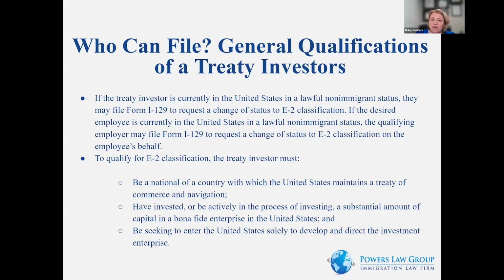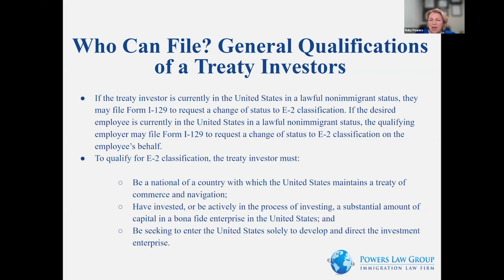Now, to qualify for E2 classification, the treaty investor, so we're talking about the investor specifically, must be: one, a national of a country in which the US maintains a treaty of commerce and navigation; two, have invested or be actively in the process of investing a substantial amount of capital in a bona fide enterprise in the United States. Okay, you have to break that down. Have invested, so you've already done it, or you are in the process. Obviously, you can show that you've done it.